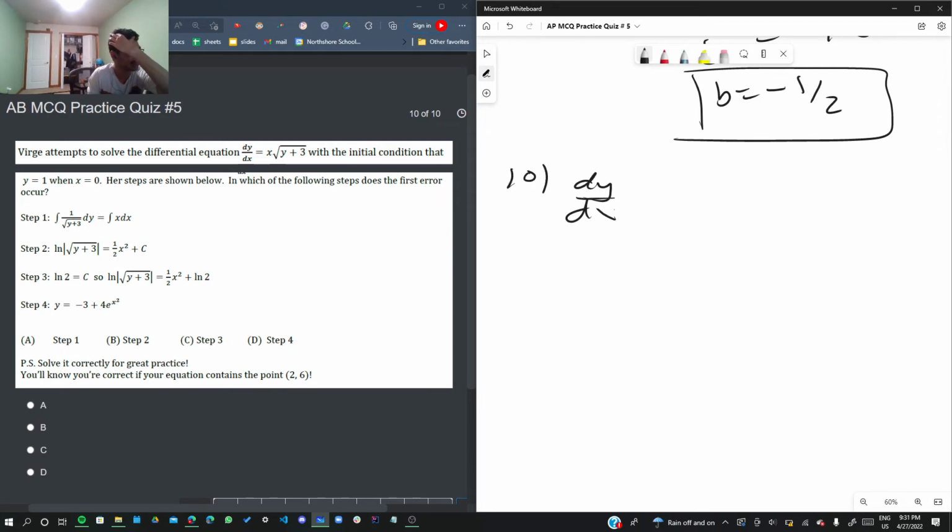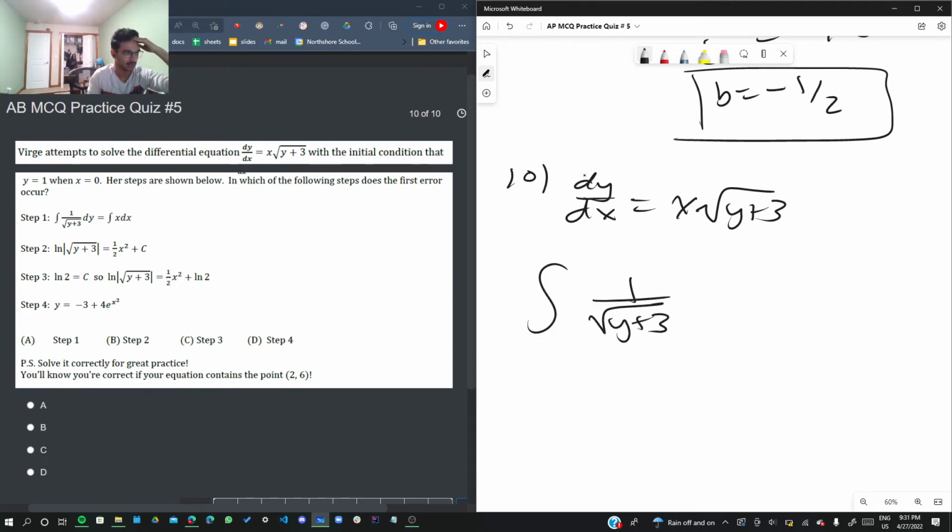dy/dx equal to x. Okay, we're seeing if they're doing it right. Initial condition. In which of the following steps? Okay, yeah, she separated the variables incorrectly. That's right. But I don't think so.